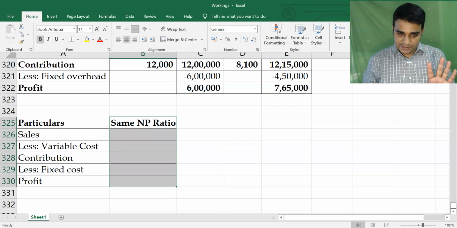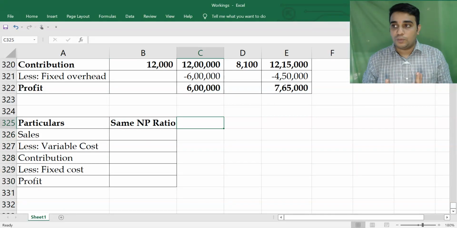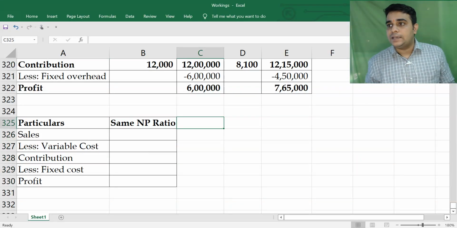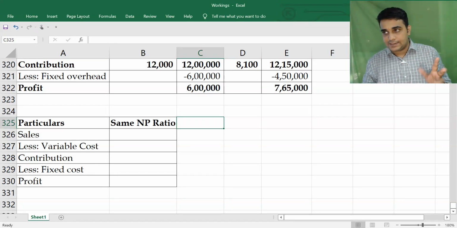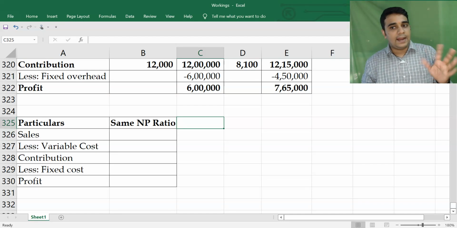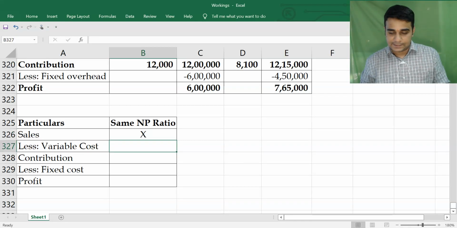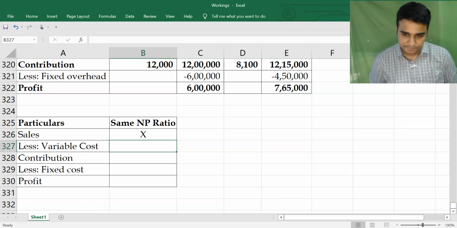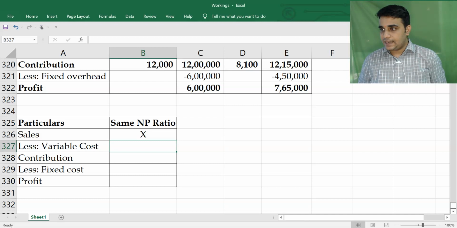I don't have the selling price in the question, so I cannot say units sold is X because I don't know what to multiply with. So sales itself is X. I don't know the units sold and the selling price breakup in this question. So units sold and selling price put together, sales itself is X.